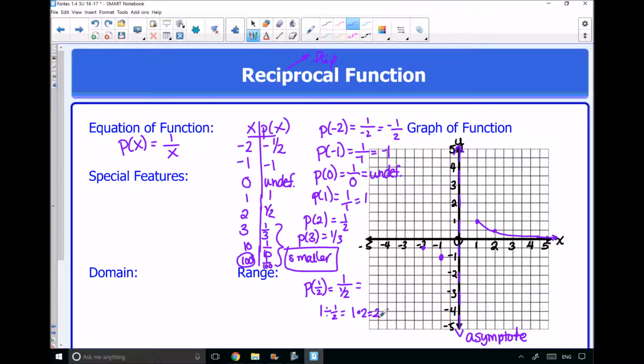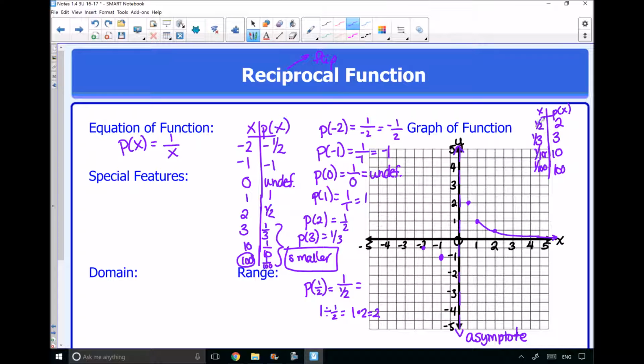So again, since it's the reciprocal function, I'm just going to continue my chart over here. So x and p of x. We can just take the reciprocal of our value. So when our value is 1/2, our output is going to be 2. When our value is 1/3, our output is going to be 3. When our value is 1/10, our output is going to be 10, because the reciprocal of 1/10 is 10. When our input is 1 over 100, our output is going to be 100.